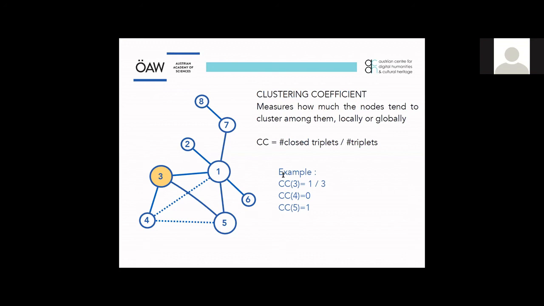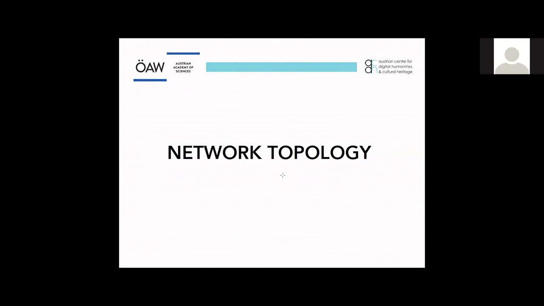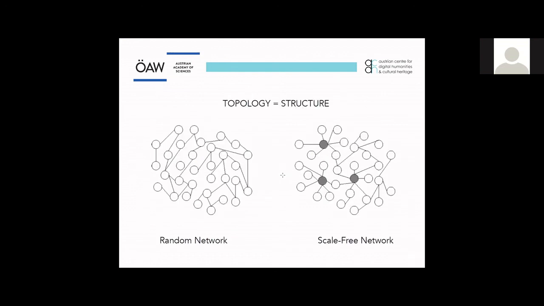Then we can define it locally for each node, or we can define it globally for all the network. And this is a very important measure to consider in social networks. We switch then to network topology. So topology is the structure of a network. Here there are the two most famous topologies that exist in networks. This is a random network and this is a scale-free network.